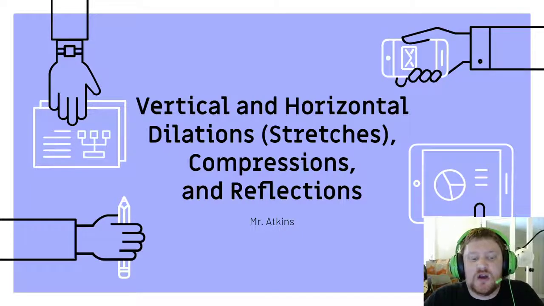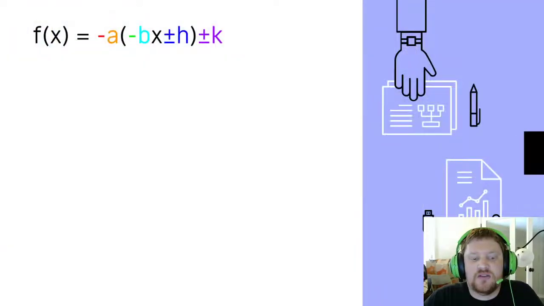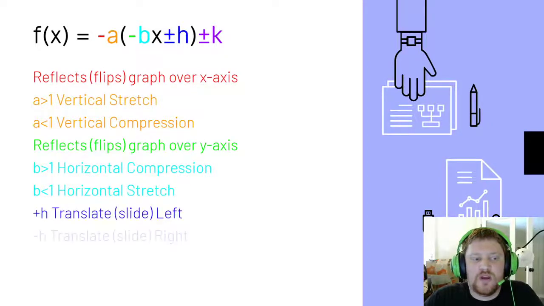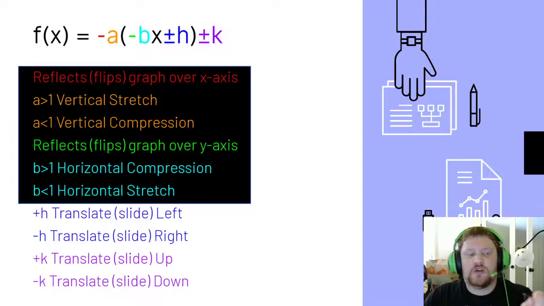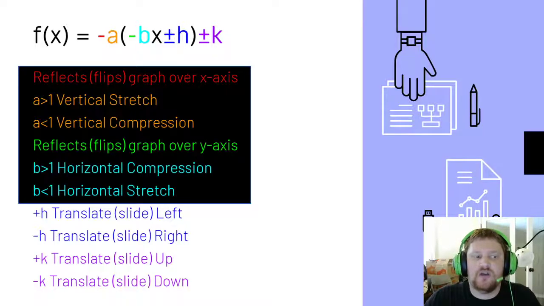So yesterday's notes had this slide in it as well, and we talked about all of the different ways that you can change a graph. Yesterday we talked about just the bottom four, the translations. Today we're going to talk about the top six. So the red and green are going to be our reflections, and then the orange and blue are going to be our stretches and compressions. Pay very close attention to where they are and the direction of the inequality signs.